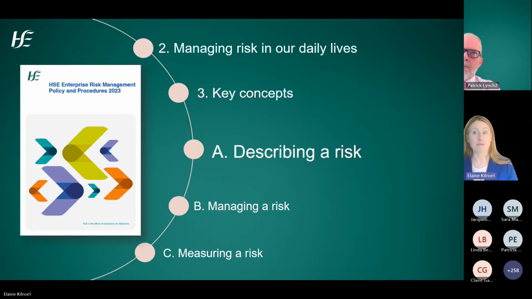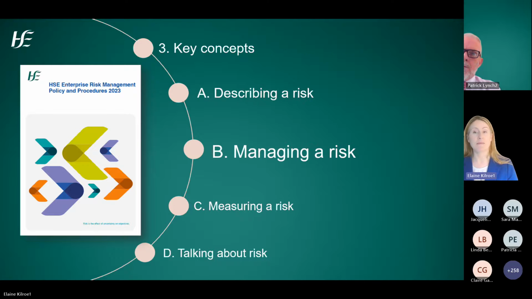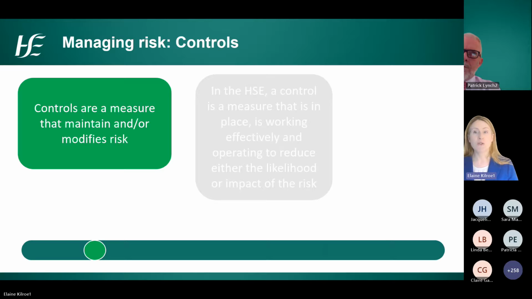That now covers the first concept of describing a risk. I'll now move on to the second concept, which is managing risk. And this is made up of two parts, controls and actions. Let's start with controls first. Controls are defined in the policy as a measure that maintains and/or modifies risk.